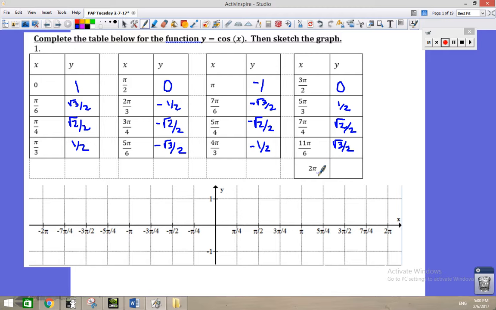And here at 2 pi, I've made one complete revolution, so I'm back to a coterminal angle with respect to 0 radians. 2 pi radians and 0 radians are coterminal, so they're going to have the same point on the terminal side of the ray. So that's a 1.